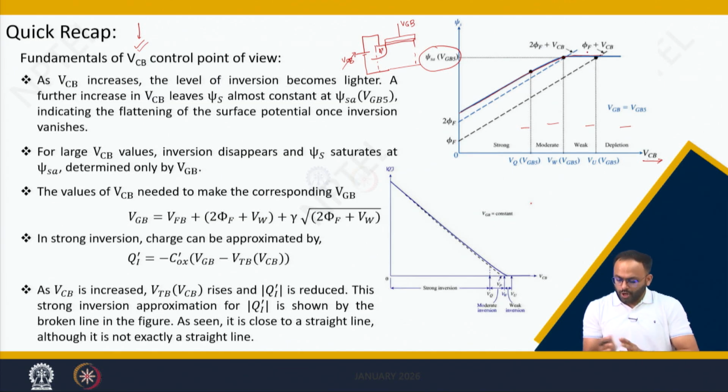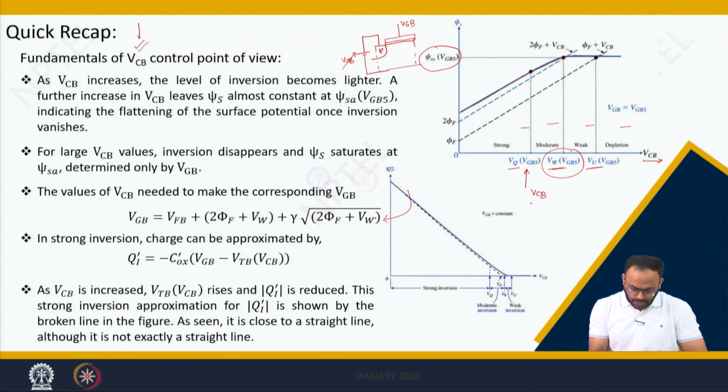We also mentioned that a few of the voltages, in terms of VQ, VW, VU, are the boundaries between strong and moderate, moderate and weak, and depletion region, and this is the value of VCB. We derived this equation such that we know the value of VCB at which we will get this boundary. It means the point at which the inversion transition takes place from moderate to weak or weak to depletion or strong inversion to moderate inversion.